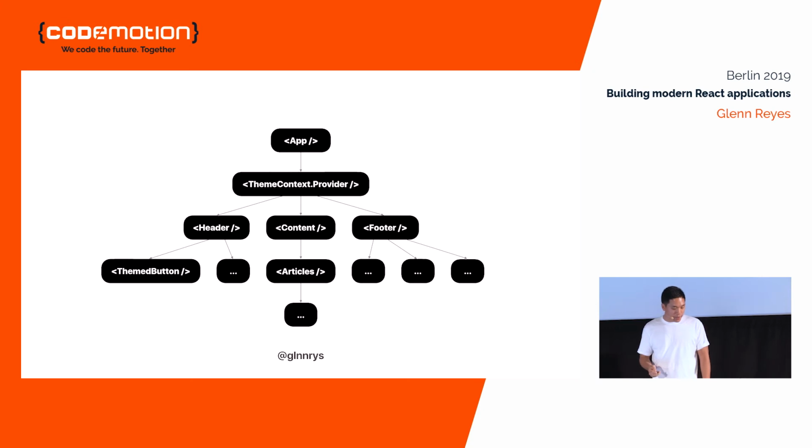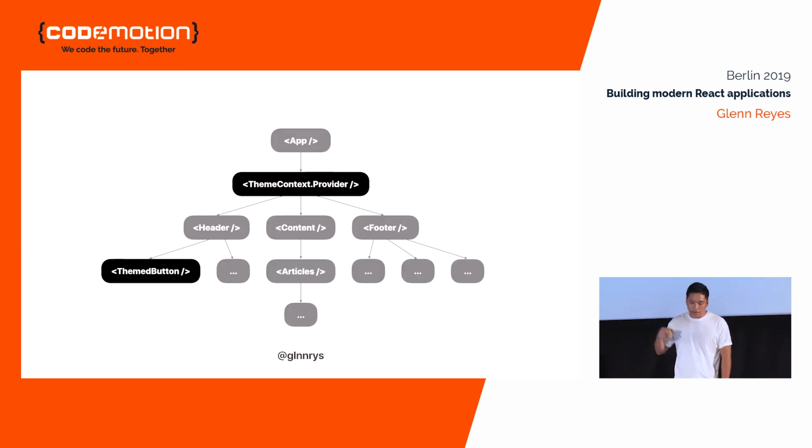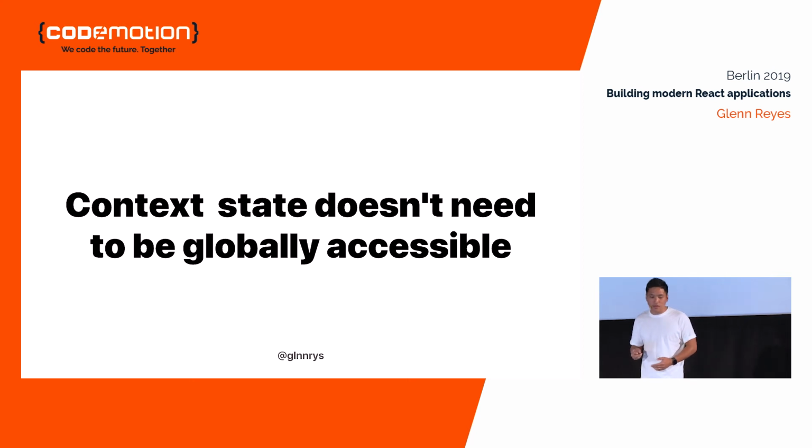So we have our app, and then before we have our content, we have our theme context provider wrapped around it, and then another component, and somewhere we use the context, for example, in the theme button, to render some context state. So other components are not being re-rendered, right? But context doesn't need to be globally accessible.